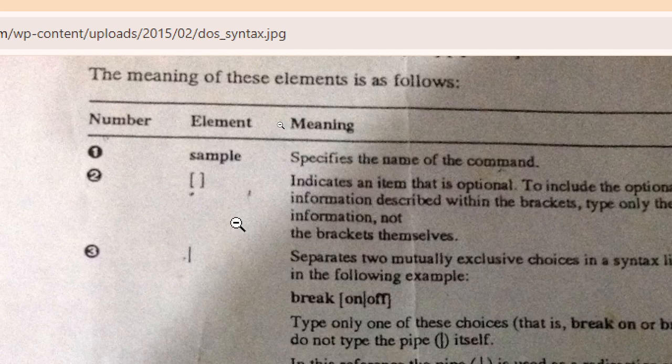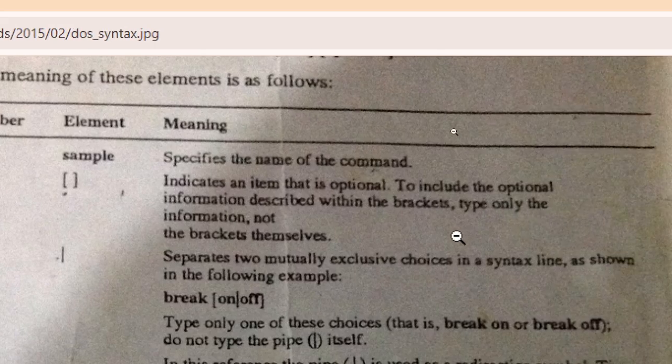Number one, you have to learn the bracket. So, what is a bracket? Remember this. This is the bracket. Put it in your mind. What is a bracket? It indicates an item that is optional. You can type it or not. To include the optional information described within the brackets, type only the information inside the bracket, not the brackets themselves.